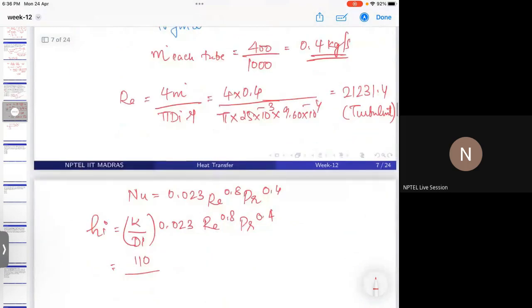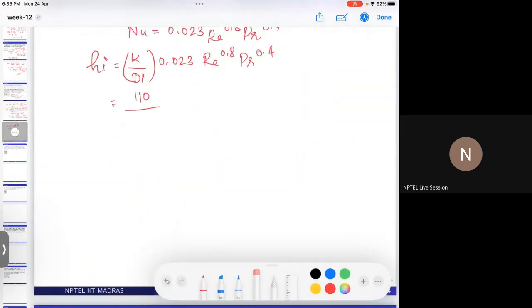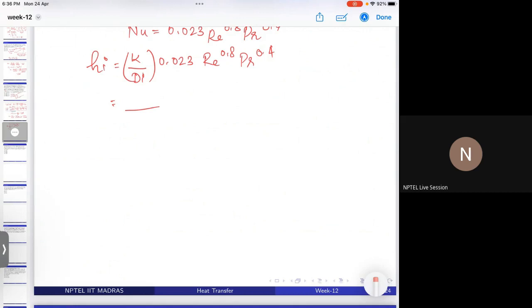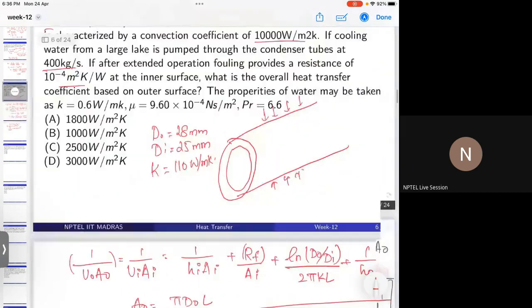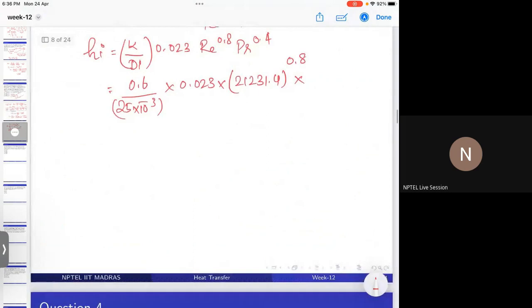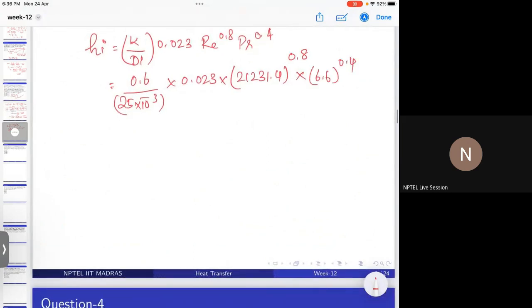Sorry, it's 0.4. The K of the liquid. So 0.6 divided by 25 times 10 raised to minus 3, times 0.023, the Reynolds number is 21234 raised to 0.8, Prandtl number of the liquid 6.66. So this will give the heat transfer coefficient, which will be around 3399 watt per meter square Kelvin.